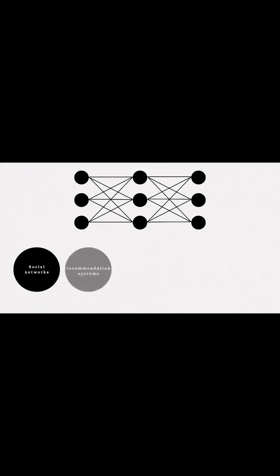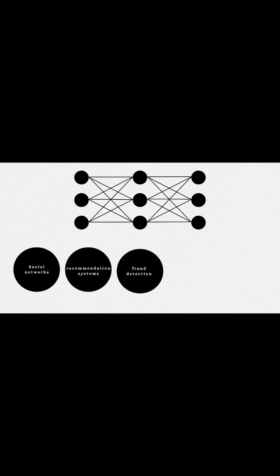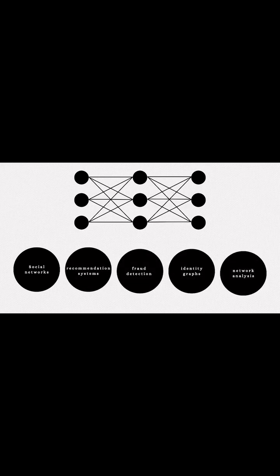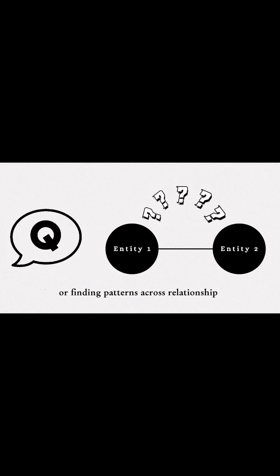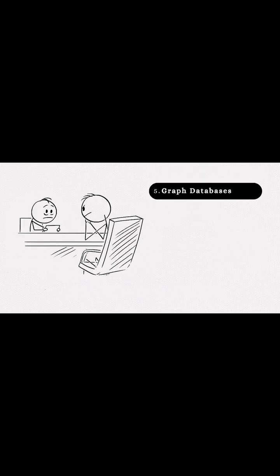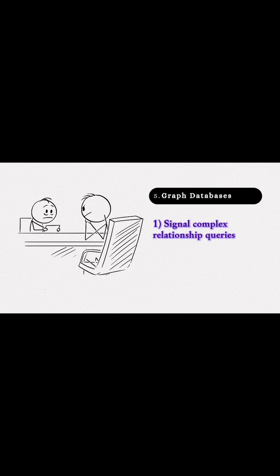Social networks, recommendation systems, fraud detection, identity graphs, and network analysis rely heavily on graph databases. They excel at answering questions like how two entities are connected or finding patterns across relationships. In interviews, graph databases signal complex relationship queries and traversal-heavy use cases.